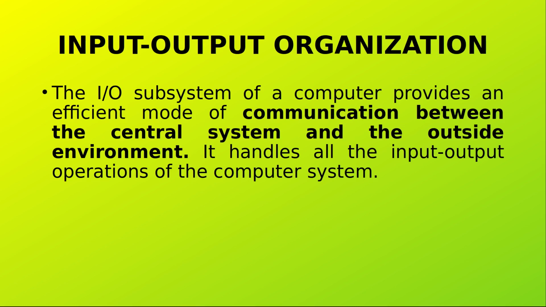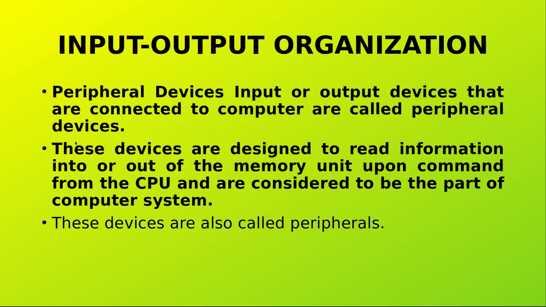Then the output device means the monitor is an output device. It gives the output from the CPU to the users or the outside environment. So these are called input output devices, or simply peripheral devices. Here, this is the communication between the central system and the outside environment. This is also called peripheral devices.